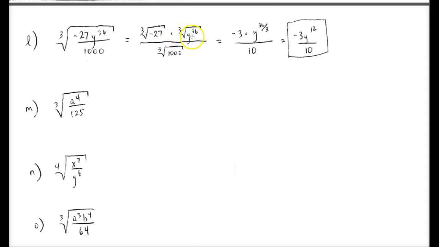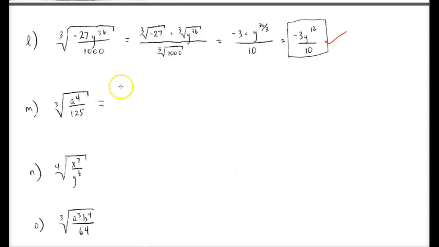The cube root of y raised to 36 can be rewritten as 36 divided by 3 as far as the exponents are concerned, which gives us y raised to 12. And then the cube root of 1,000 is just 10, because 10 times 10 times 10 is 1,000. So this is our simplified form for that.